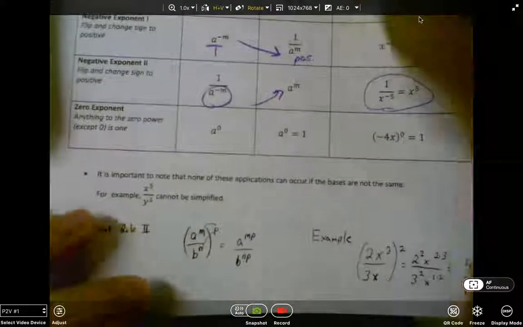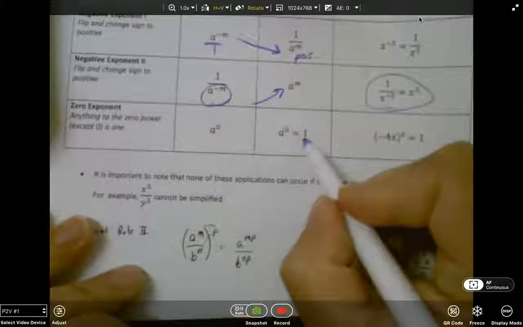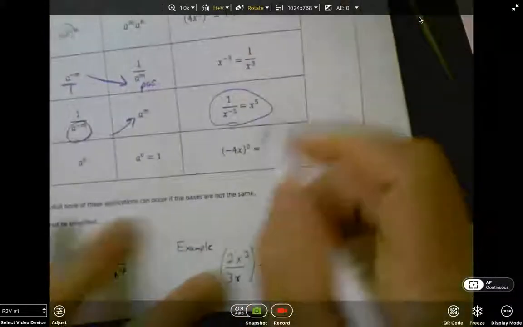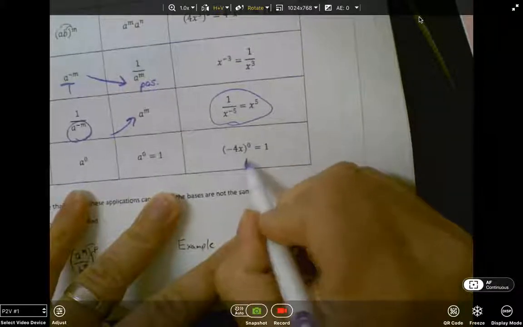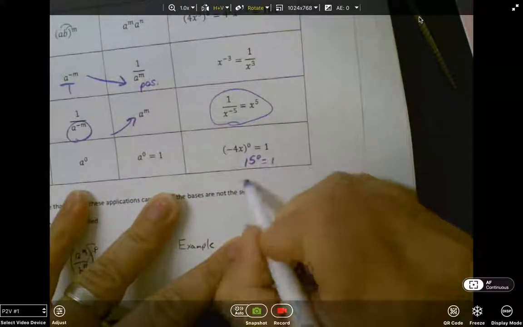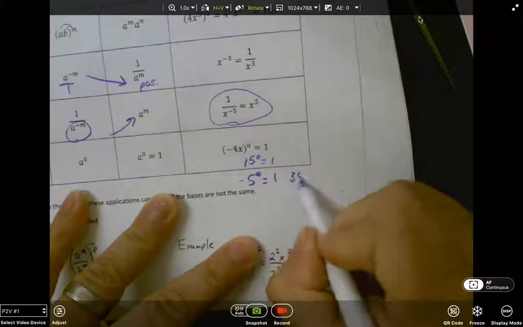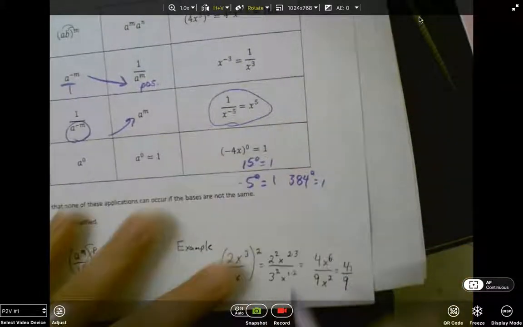You also learned that anything to the power of 0 is just 1. So like that to the power of 0 is 1. 15 to the 0 is 1. Negative 5 to the 0 is 1. 384 to the 0 is equal to 1.